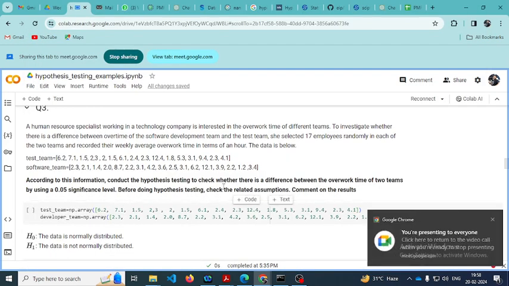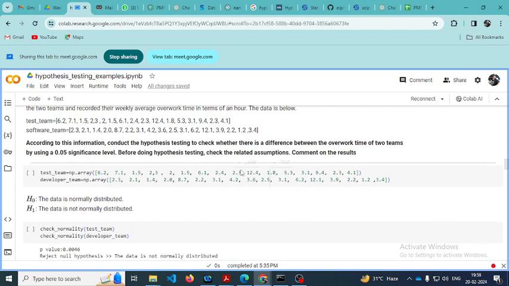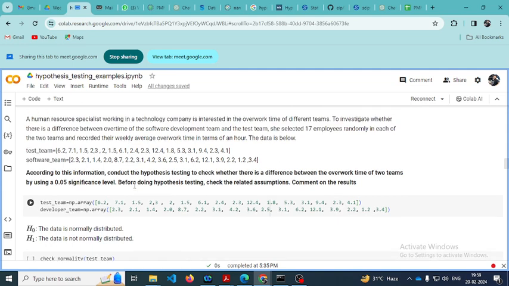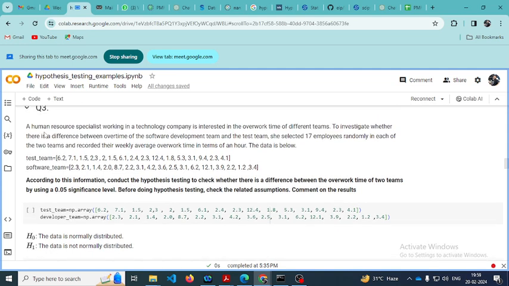See, from this example, well, let me explain this example. Like the previous example, this example is about a human resource specialist working in a technology company who is interested in the overtime of two different teams. There are two different teams out there.